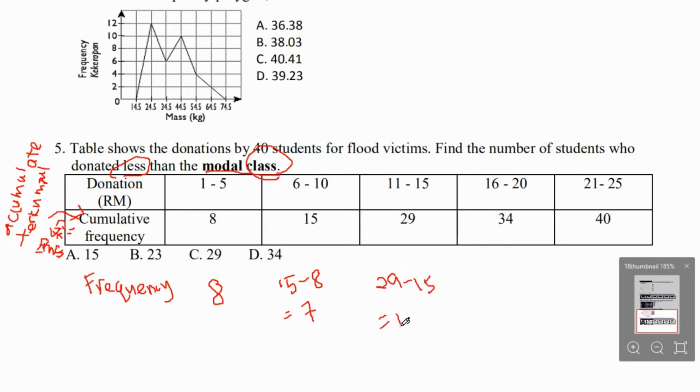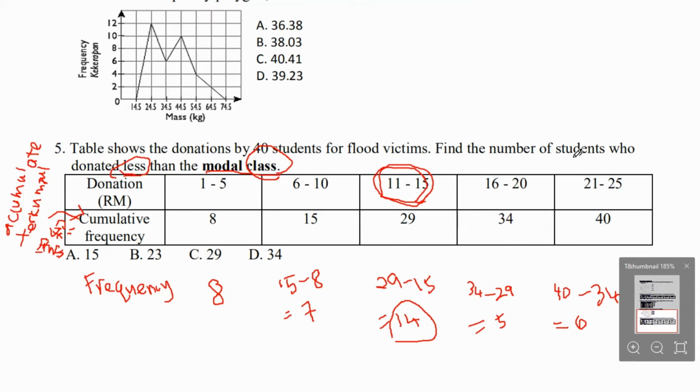So this is equals to 14. 34 minus 29 is 5. 40 minus 34 equals to 6. So which one has the highest frequency? This one, 14. And the class is 11 to 15. So this is the modal class.